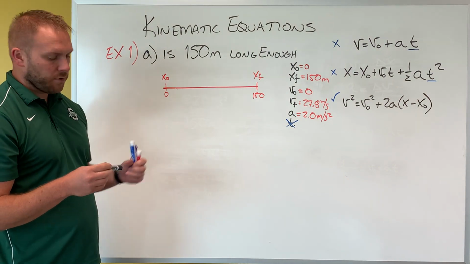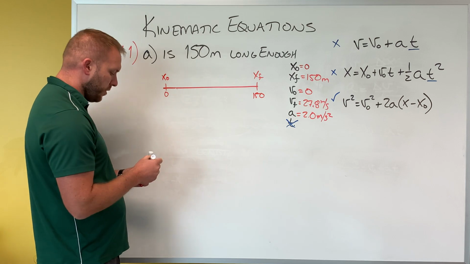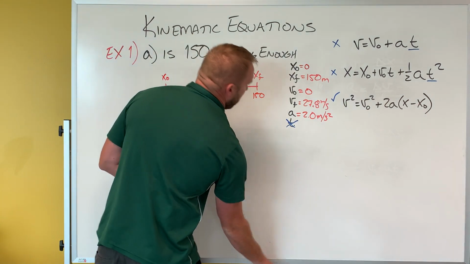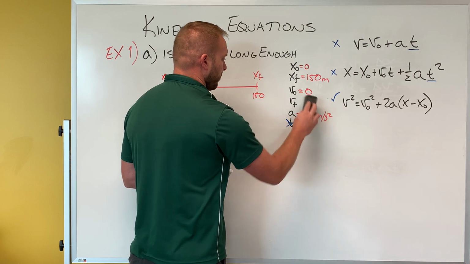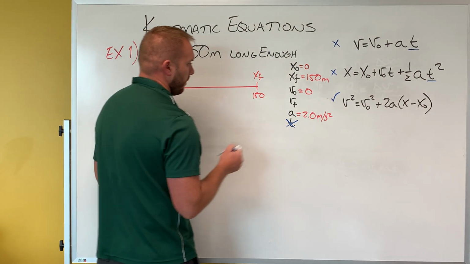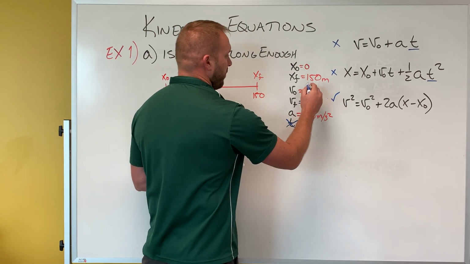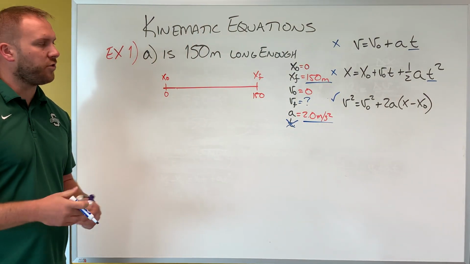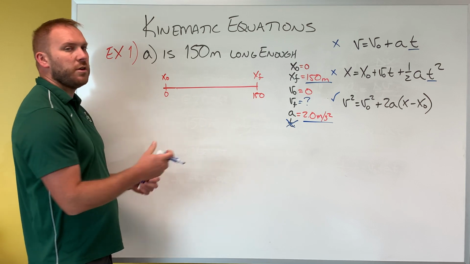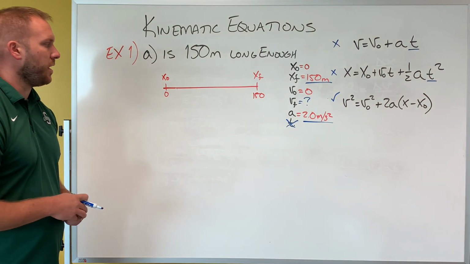Is 150 meters long enough? What I'm going to solve for is, we know what our final velocity needs to be, but this is really what we're trying to figure out. If I travel 150 meters at 2 meters per second squared of acceleration, am I going to be able to achieve the 27.8 meters per second that I need?